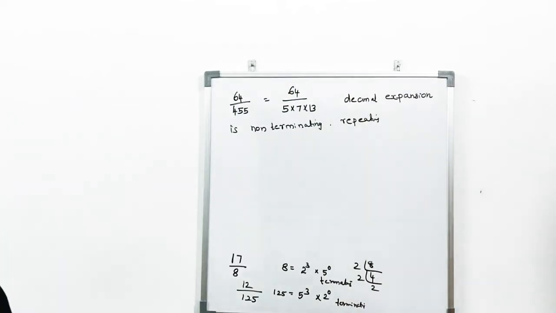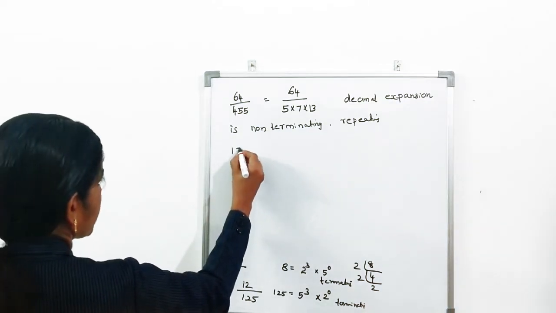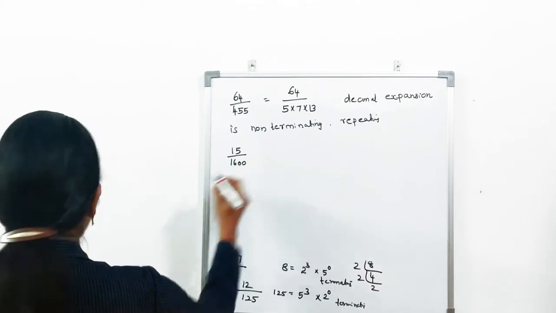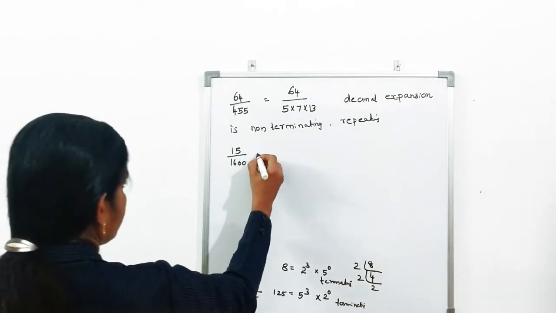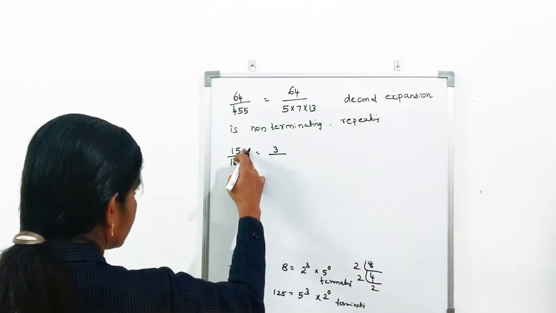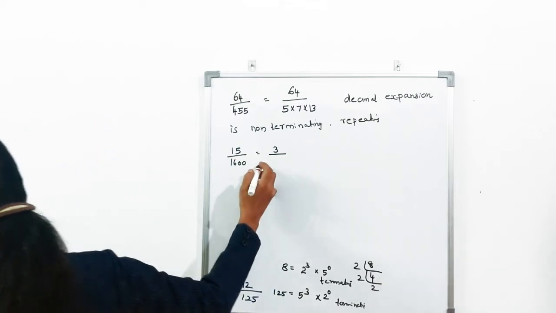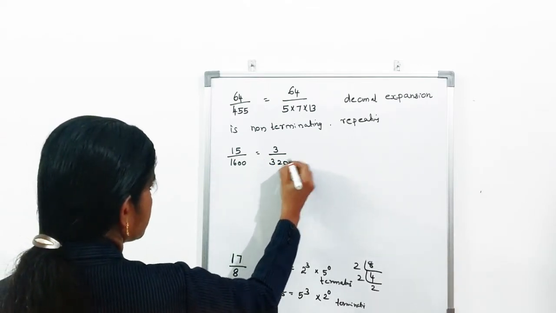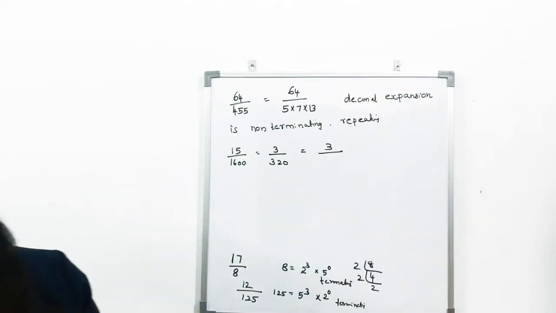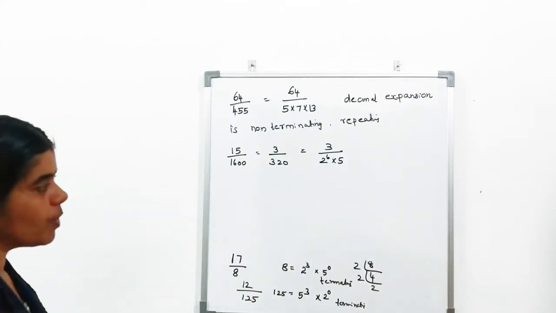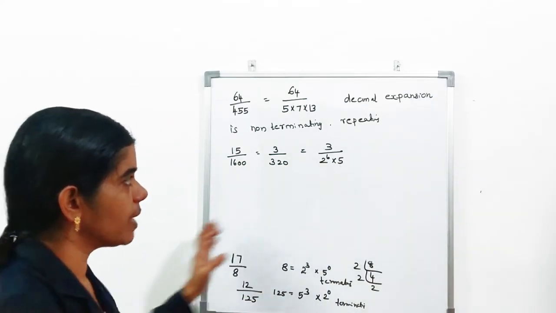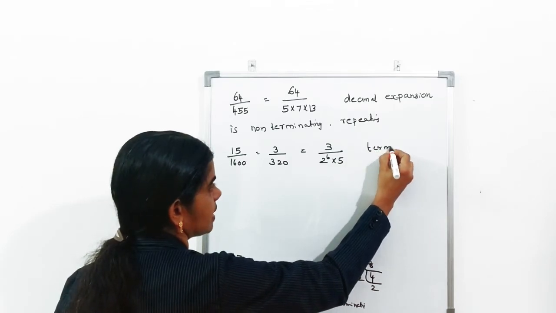Then I will show one more example. 15 by 1600. If you want, you can make that smaller also. We are dividing by 5, then you will get 3 by 320. That is equal to 3 by 2 raised to 6 into 5. This is in the form of 2 raised to n and 5 raised to m. Therefore, the decimal expansion is terminating.